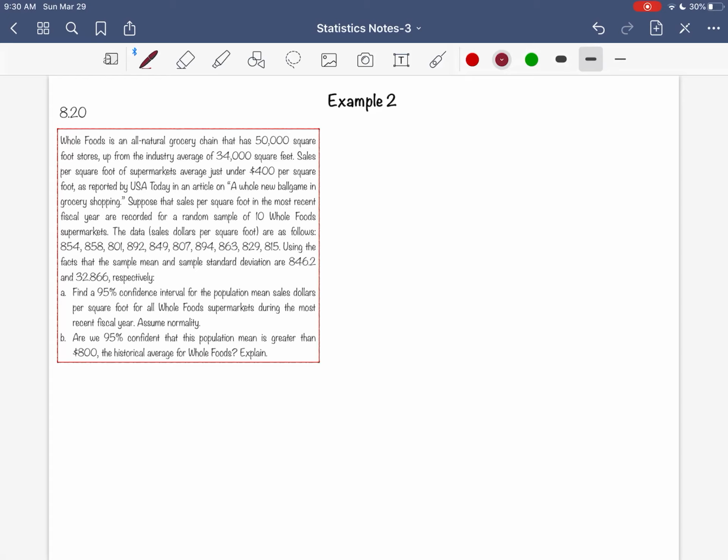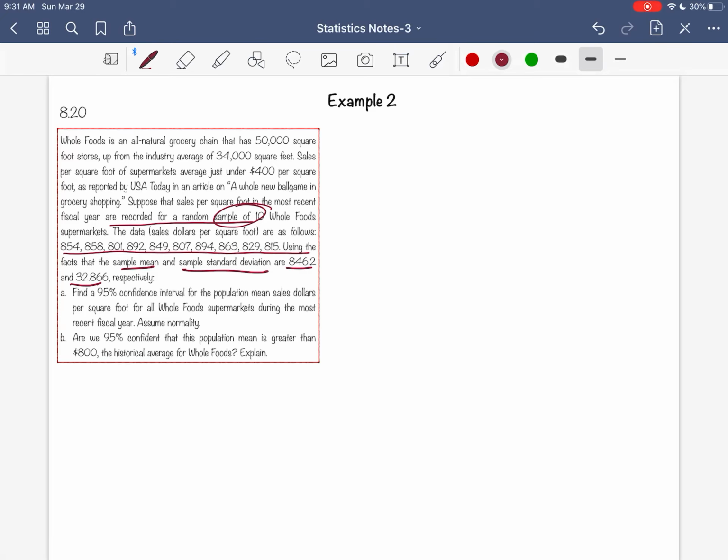The problem talks about how the stores are bigger, but also that they make more money per square foot. So the average supermarket makes just under $400. But then we are presented with some evidence that Whole Foods makes more dollars per square foot. So they have taken a random sample. This is a key point here, a random sample of 10 Whole Foods stores. And these are the values that are found from that sample per square foot. So using the facts that the sample mean and the sample standard deviation are as follows, answer parts A and B.